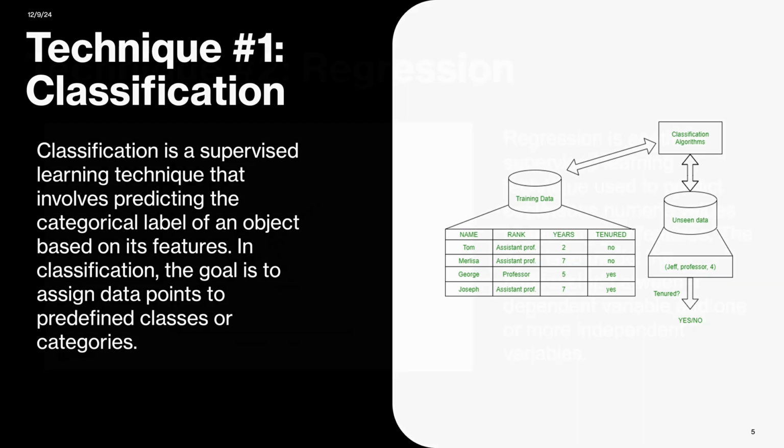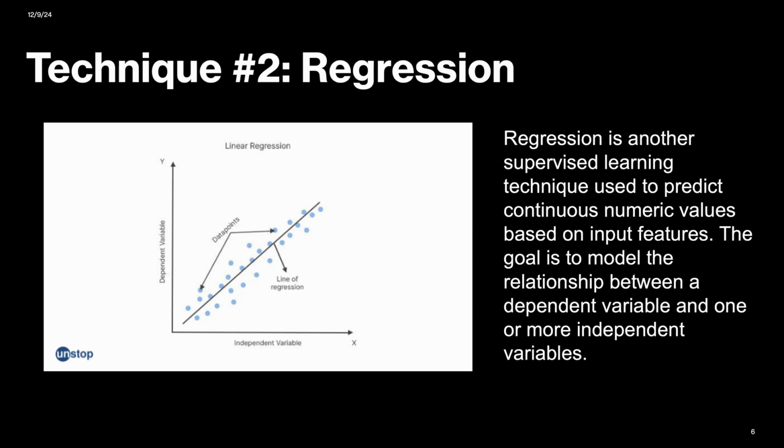I'll be moving on to technique number 2, which is regression. Again, by definition, regression is another supervised learning technique used to predict continuous numeric values based on input features. The goal is to model the relationship between a dependent variable and one or more independent variables. How this one works is, like classification, regression uses labeled data. The model learns a relationship between the features and the continuous target value.